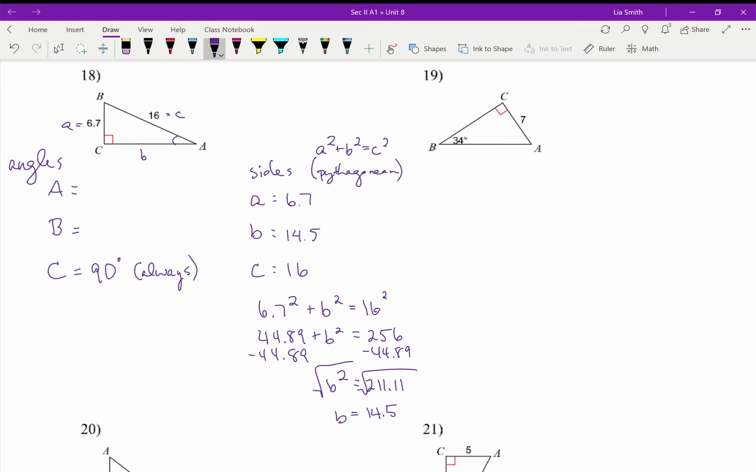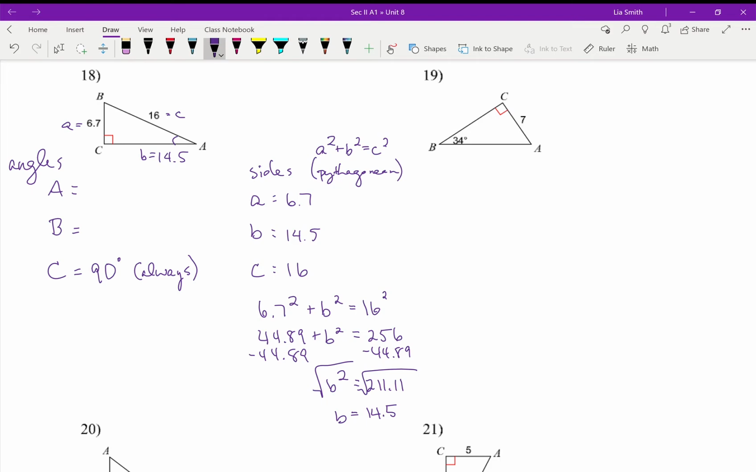Now I have all of my sides. So let me write that in there. So this one's 14.5. So now my goal is to find either angle A or angle B. Does it matter which one you find first? Absolutely not. I'm going to find A first just because.